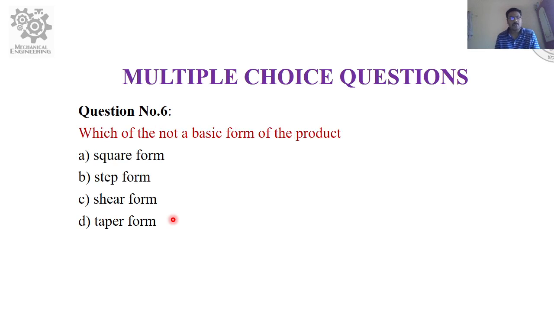Question number 6, observe here. Which of these is not a basic form of product in ergonomics and aesthetic designs? First one is square form, second one is step form, third one is share form, and option D is the taper form. Which of these is not a basic form of the product? Okay, guess your answers. I will give the key answers at the end of the session.